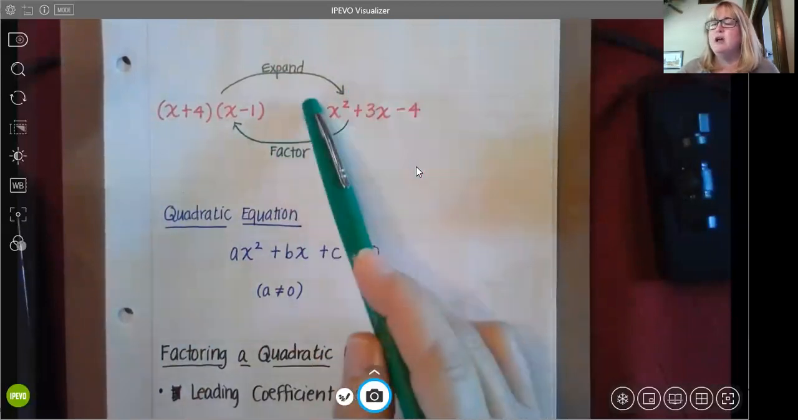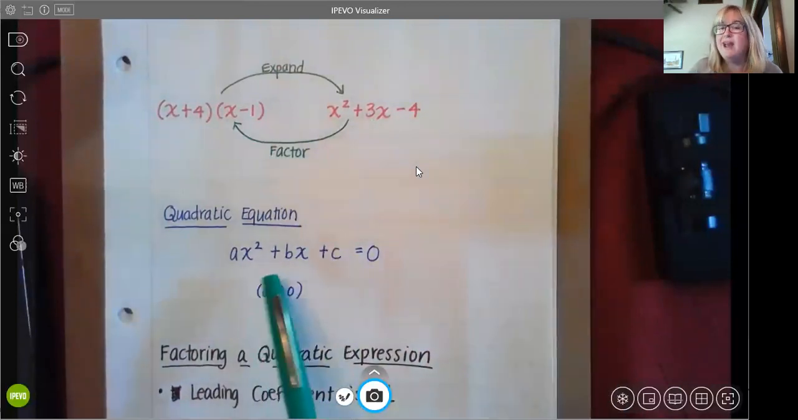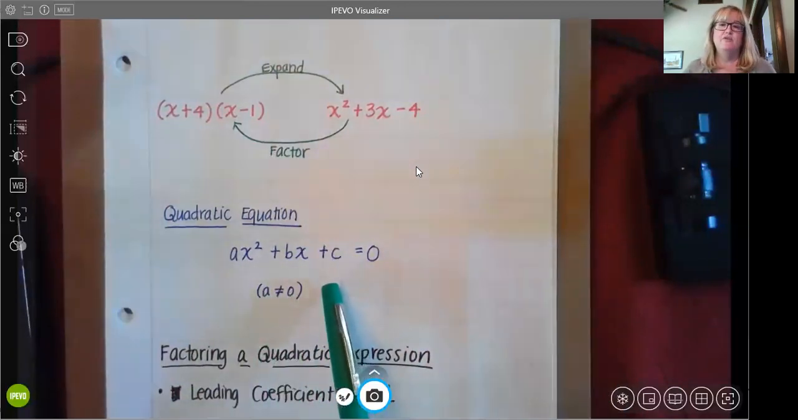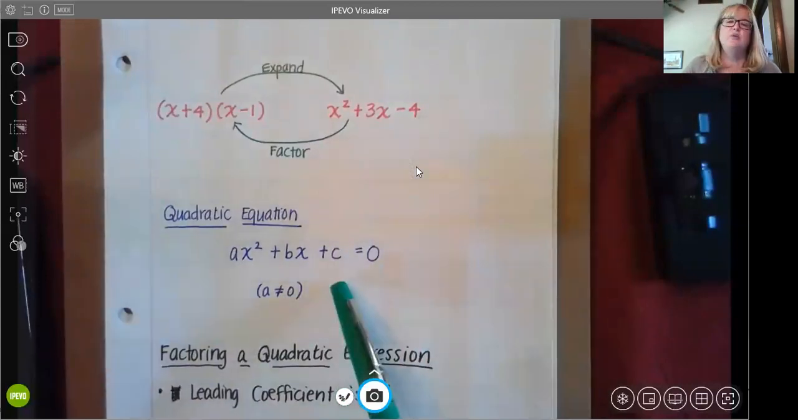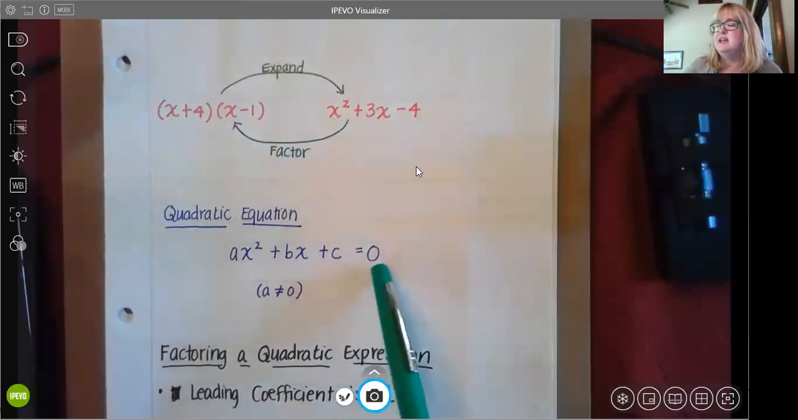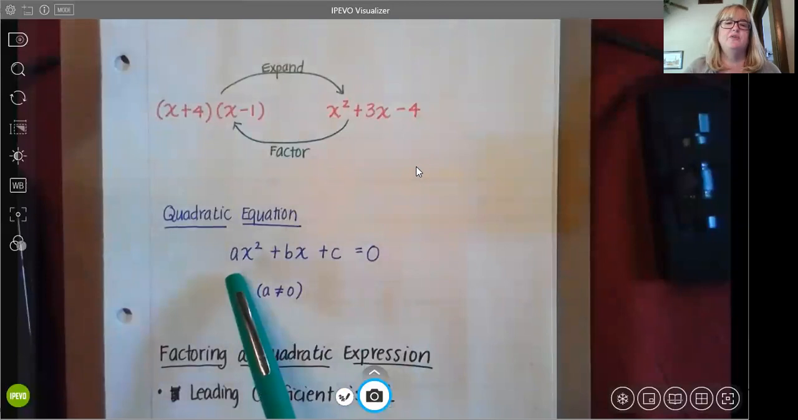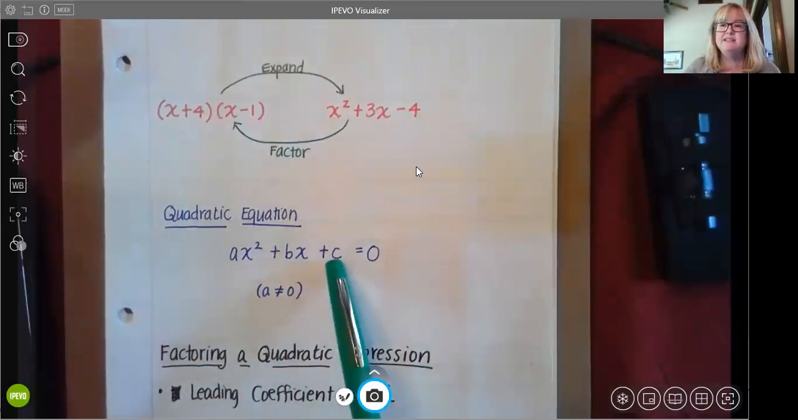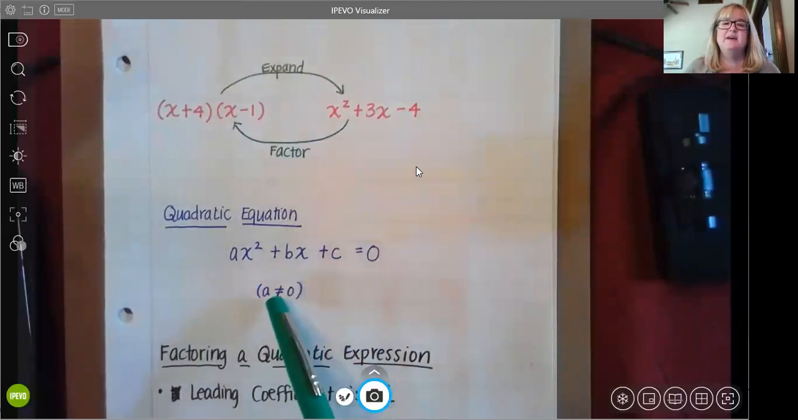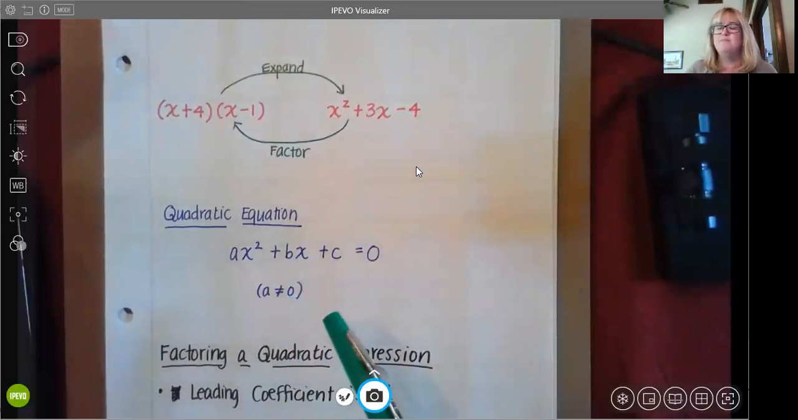This is called a quadratic expression. And here is a quadratic equation written in standard form. And this is the quadratic expression. The quadratic equation has it equal to 0. And the quadratic equation takes the form of ax squared plus bx plus c. A, b, and c can be anything except a cannot be 0. But other than that, they can be anything.